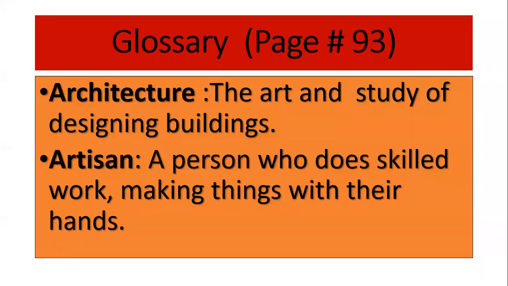What is the meaning of architecture? Architecture means the art and study of designing buildings. Number 2, artisan. An artisan is a person who does skilled work making things with their hands.